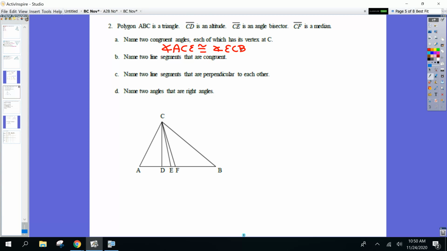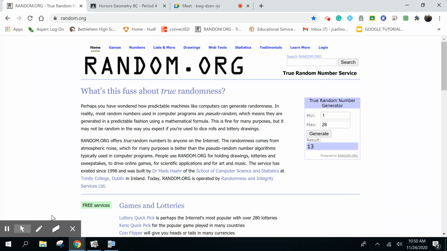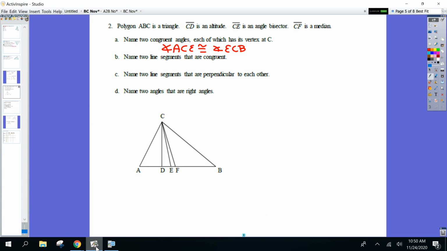Name 2 line segments that are congruent. This is where you use the median, CF. Name 2 line segments that should be congruent up here. Let's go here, Luke. 2 line segments that should be congruent if CF's a median. AF and FB. There we go. AF congruent to FB. Good work.